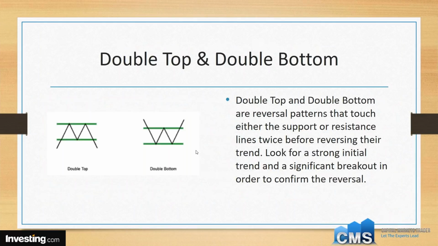I don't put any value at all on them because double bottoms and double tops occur a billion times a day in all price movement. Because all that means is the price fell to a support line or a resistance line, bounced off it, and moved back up, and twice hitting at that support line isn't enough to make you do anything, because statistically it happens over and over and over again. So double tops and double bottoms are reversal patterns that touch either the support or resistance level twice before reversing the trend. Look for a strong initial trend and a significant breakout in order to confirm the reversal.